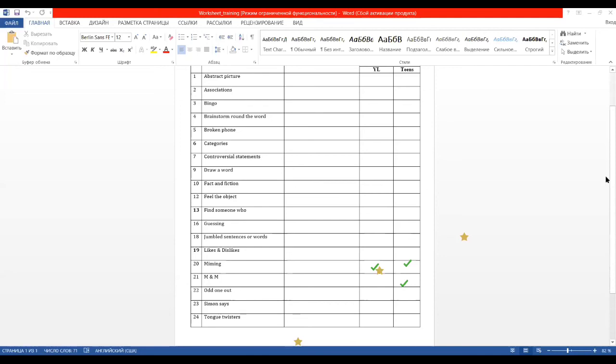Simon says, we have the pre-last one. Well, mostly for young learners, probably, especially if you talk about some dynamic verbs, if you learn about parts of the body. So Simon says, touch your nose, and so on. For teens, well, I've never tried it for teens, but I suppose it depends on the group.